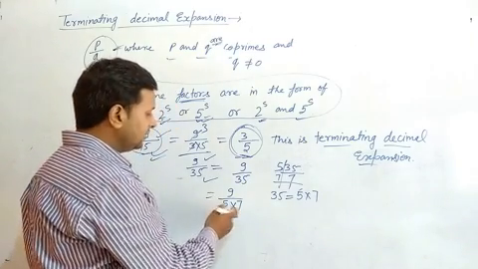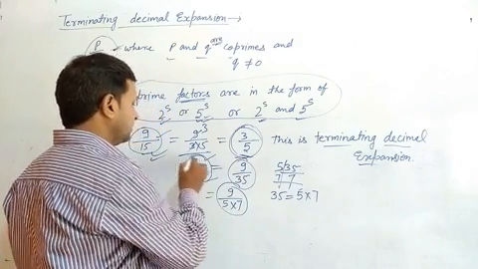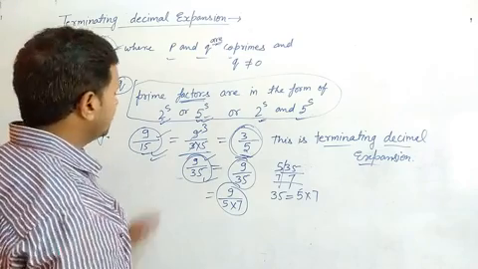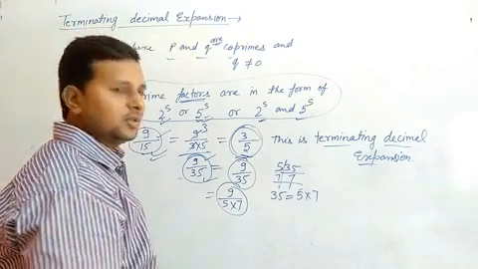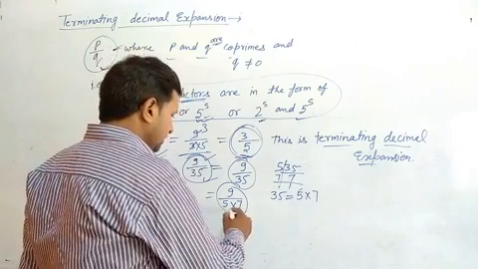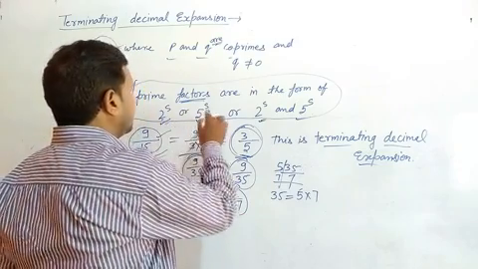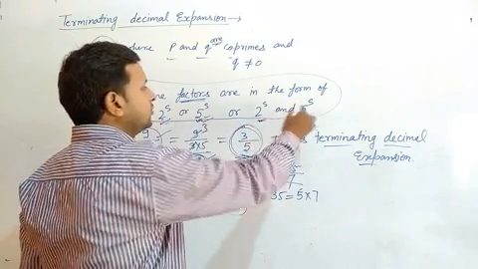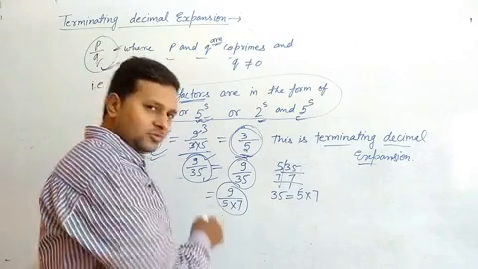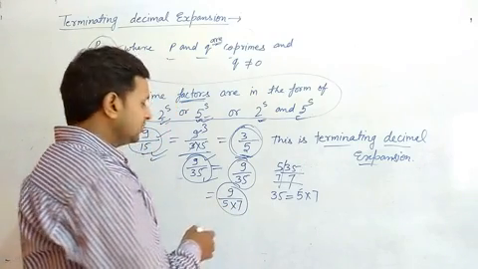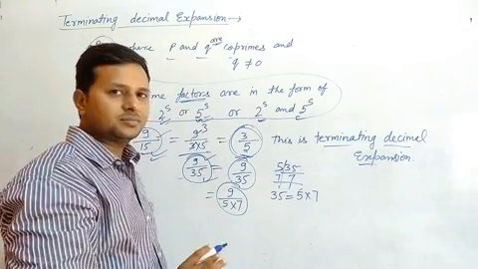Okay, it means this question, means this rational number is not a terminating decimal expansion, because the factor of denominator is not only 2's or 5's or in the form of 2's and 5's, because other digit 7 is also appeared here. Okay, so this is not terminating decimal expansion.